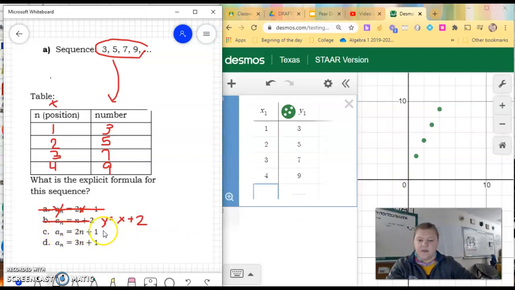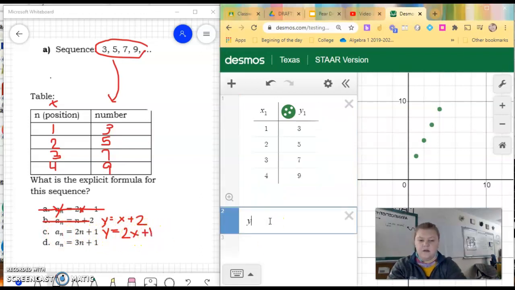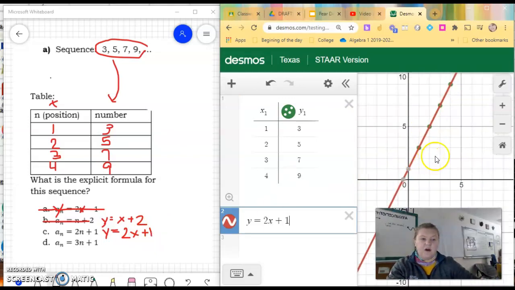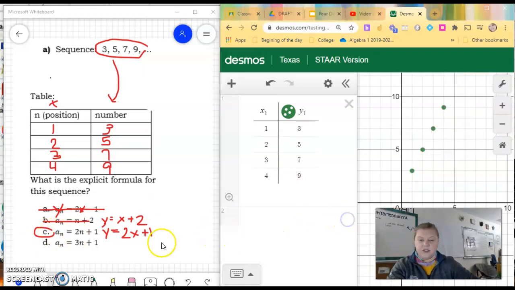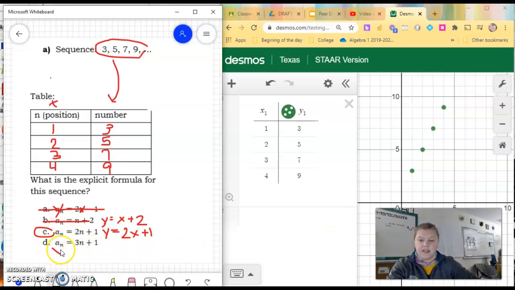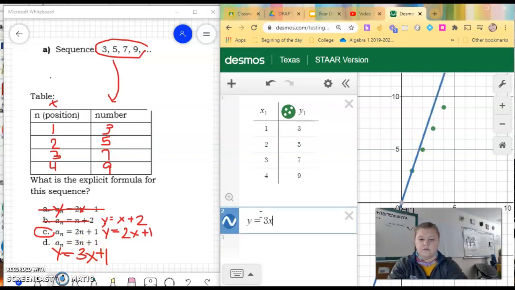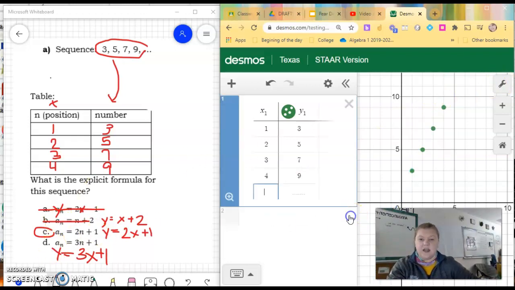Okay, so for C, I'm going to graph that as y is equal to 2x plus 1. Okay, and you'll see on this one, look, they pass through all of the points. Okay, so that's going to be my general rule. And then if I graph the last one just to double check myself, remember this is going to be graphed as y is equal to 3x plus 1. Okay, and again, we see that it doesn't match, right? So in this case, the explicit formula for this sequence is going to be C.